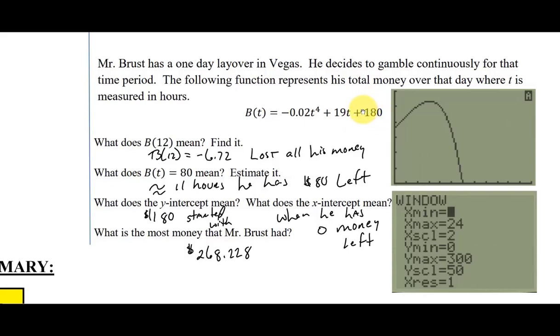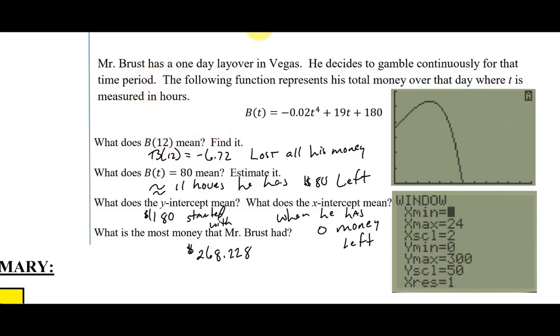So when you're trying to win money gambling, like you hopefully want to go up. So I just put it at 300. If the graph crossed more than 300, then I would have had to change it. But it didn't. So I was in luck. I can only count by 50s.